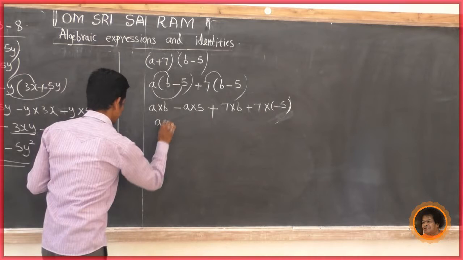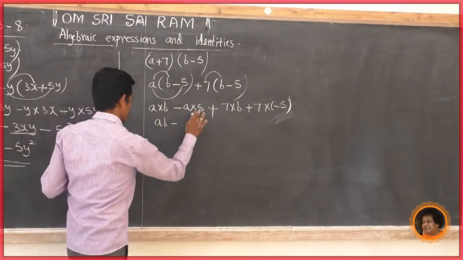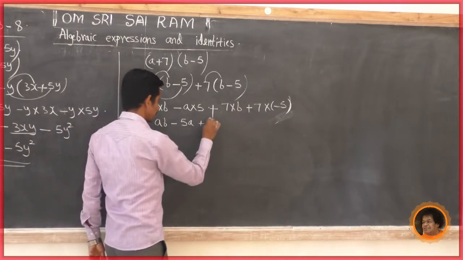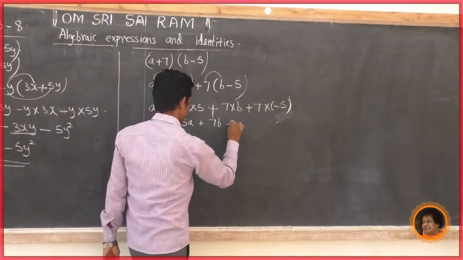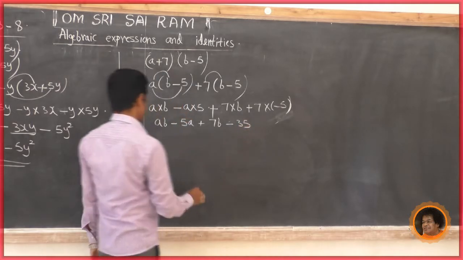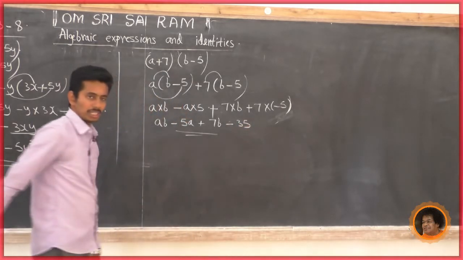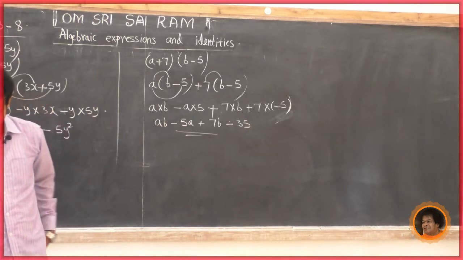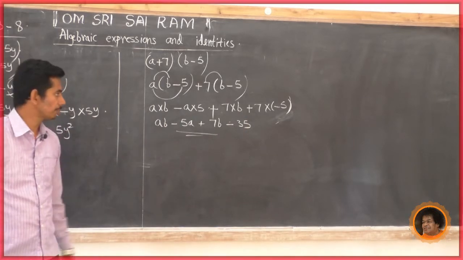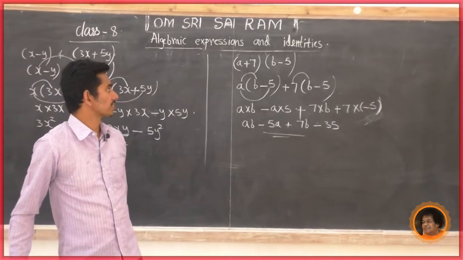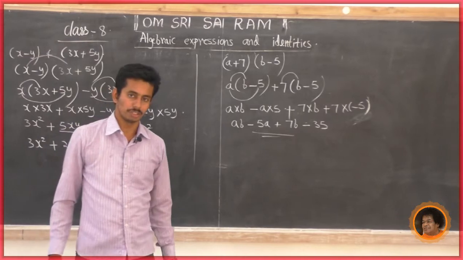A into b is ab, then minus 5 into a, 5a, plus 7 into b is 7b, plus into minus becomes minus 35. So what is the answer? ab minus 5a plus 7b minus 35. So ab minus 5a plus 7b minus 35 is the answer for a plus 7 into b minus 5.